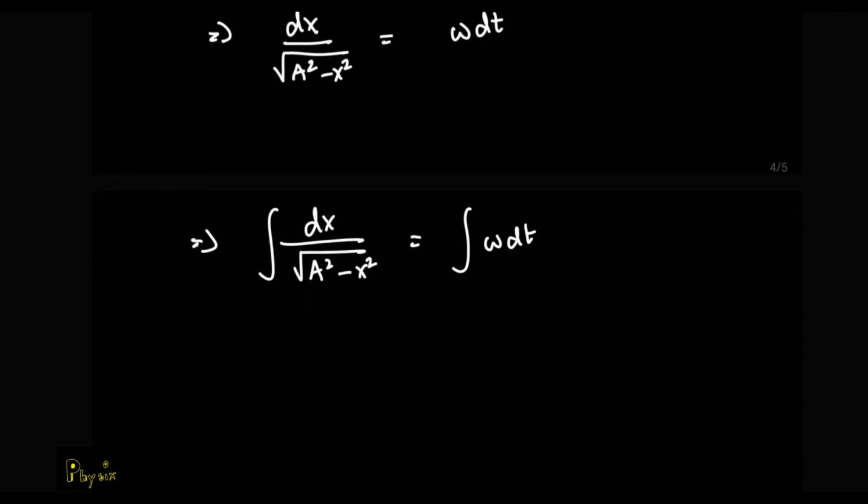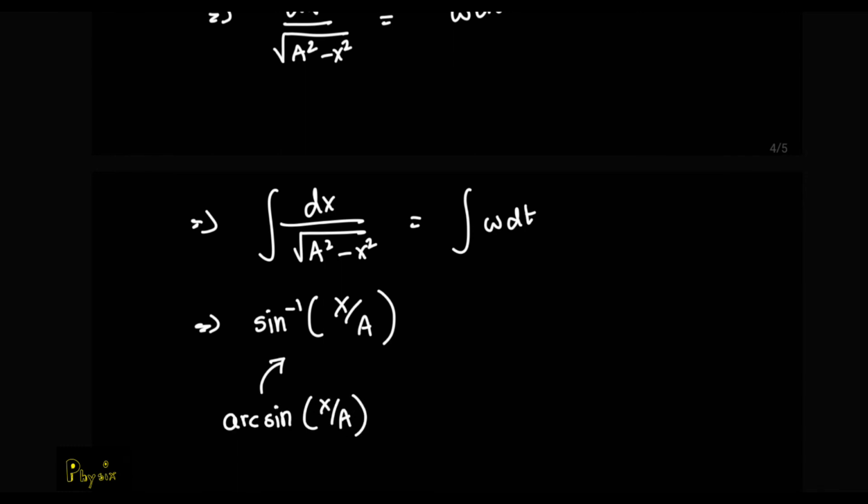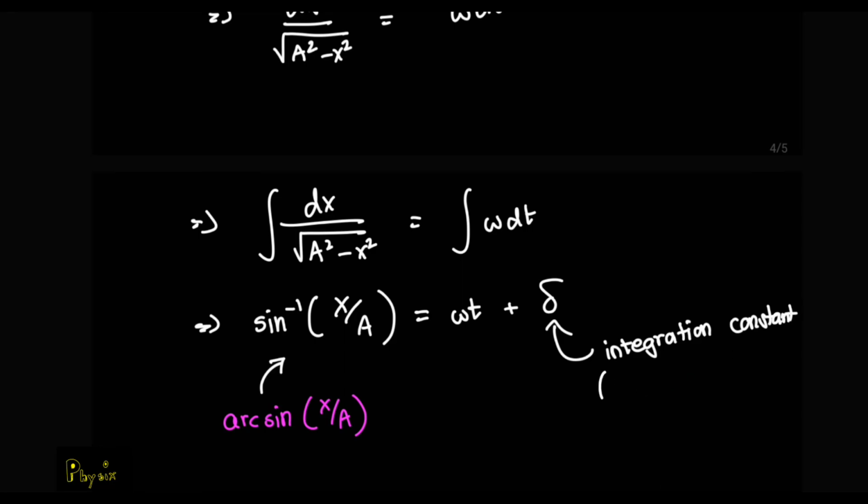Now, if you're familiar with the integrals of inverse trigonometric functions, this turns out to be sine inverse of x over a. Some people will also write this down as arc sine of x over a. It's still the same thing. Arc sine of x over a is the same as sine inverse. This can be written down as omega t plus phi, where phi is the integration constant, and this integration constant can also be termed as the phase constant for simple harmonic motion. Phase constant.